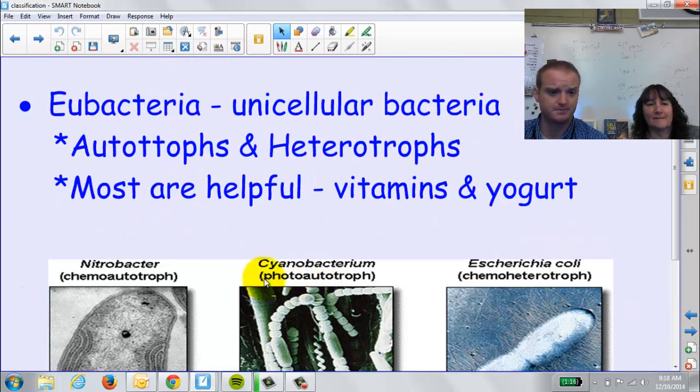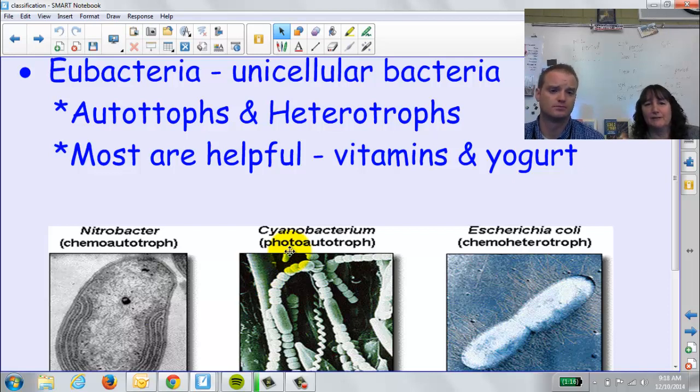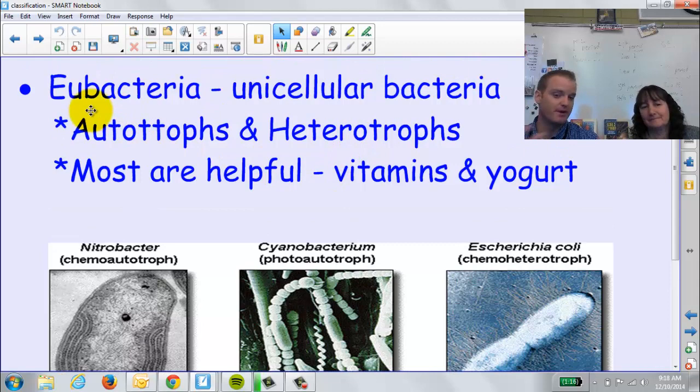Then we have the eubacteria, and those are unicellular bacteria. They are autotrophs and heterotrophs. Again, they are prokaryotes, so they don't have a nucleus. A lot of these are helpful to us. They help make vitamins in our body. They help make yogurt, pickles, all the kind of stuff that people like to eat. Some of them, like E. coli, are not so nice, but a lot of these we do need around. In your intestines there are different types of E. coli. You probably have different types of bacteria on your skin right now that don't bother you at all.